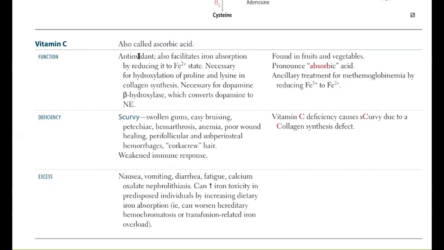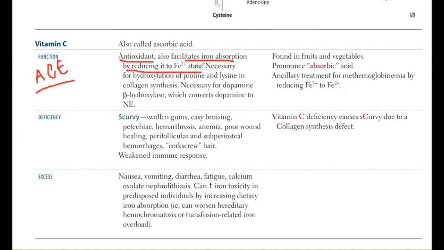Okay. So now in my first lecture, I have told you to remember 3 vitamins as antioxidants: vitamin A, vitamin C, and vitamin E. Okay, so ACE. Remember this, they are strong antioxidants. Okay, so vitamin C is also an antioxidant. Okay, it facilitates iron absorption by reducing it to ferric state.